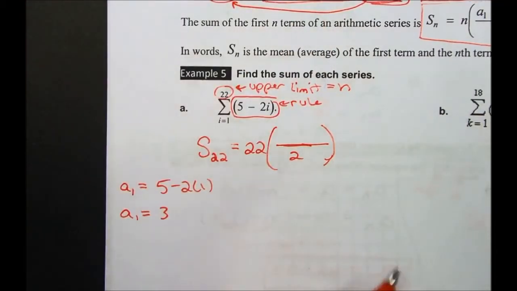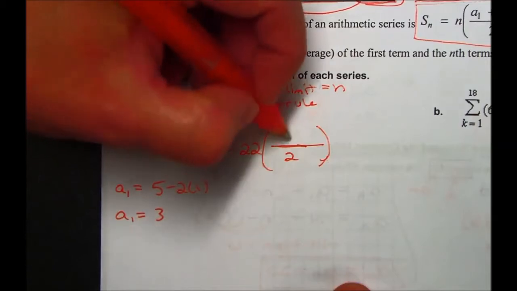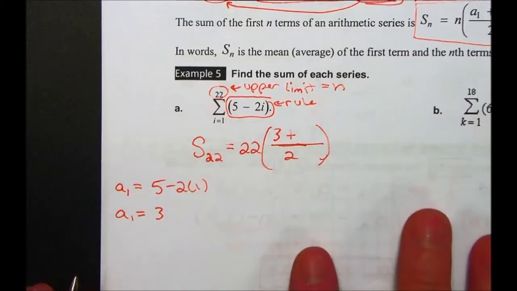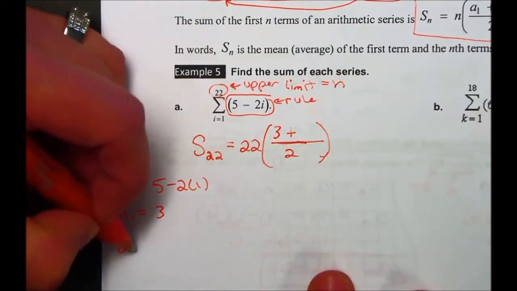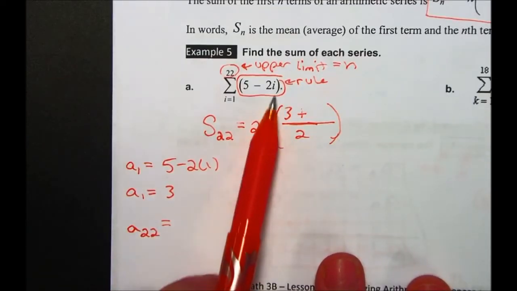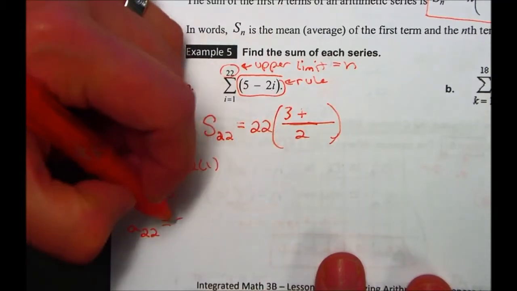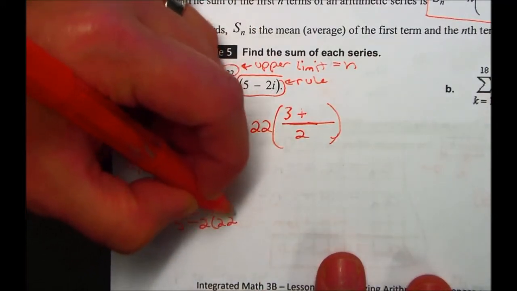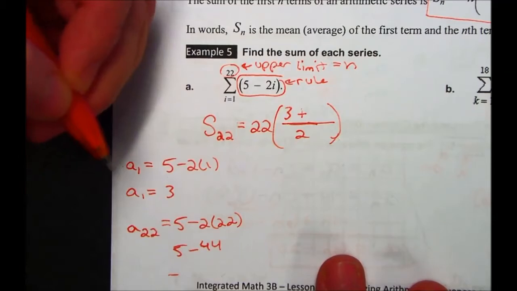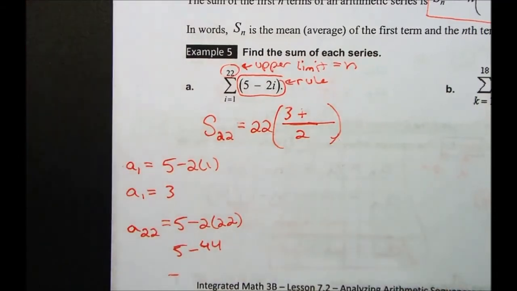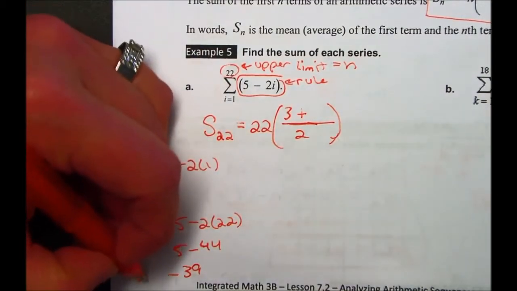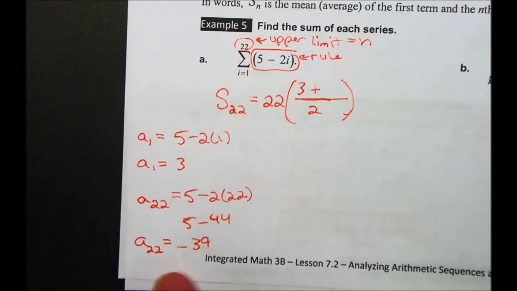So in my formula, I have a sub 1 plus a sub n. So a sub 1 is 3. My a sub n is a sub 22, so the 22nd term in the sequence, which if I plug 22 into my rule, I get 5 minus 44, which is going to be a negative, I can't think right now, 39. So my last term in my sequence is negative 39.